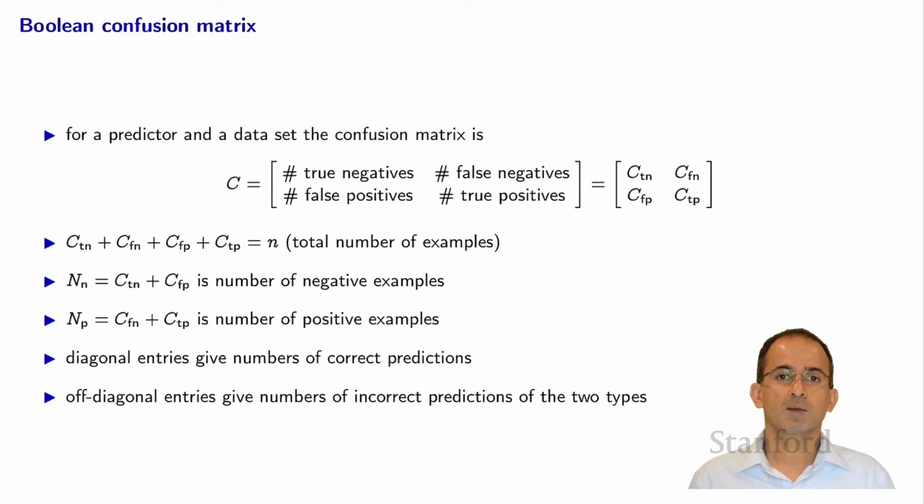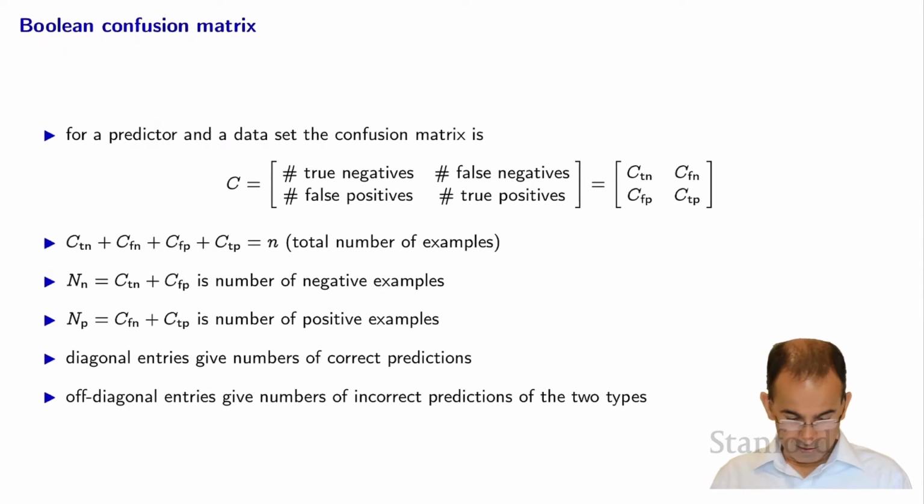Now, once we've constructed a predictor, we can construct a statistic which describes the performance of the predictor. And that's this thing called a confusion matrix, C. It's a 2x2 matrix, and its entries are the number of true negatives, the number of false negatives, the number of false positives, and the number of true positives.